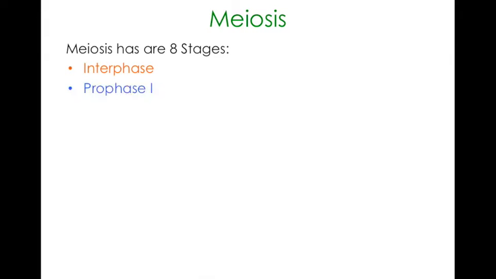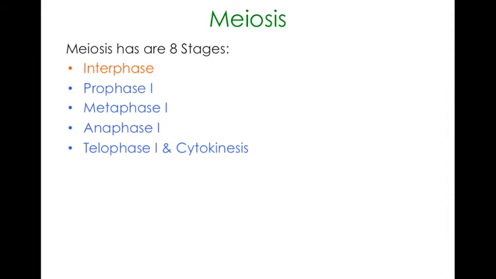So the first one is called prophase 1. Yeah, that I looking thing is a 1. It's just the font makes it look like an I, but it's prophase 1, then metaphase 1, anaphase 1, and then telophase 1 and cytokinesis. Notice how I've sort of lumped telophase 1 and cytokinesis together, even though technically they should be their own stages.